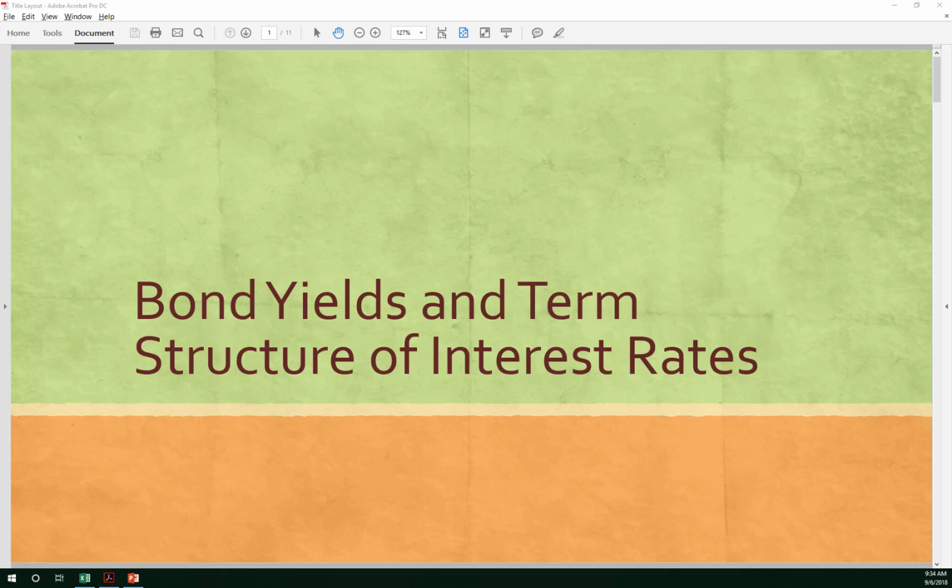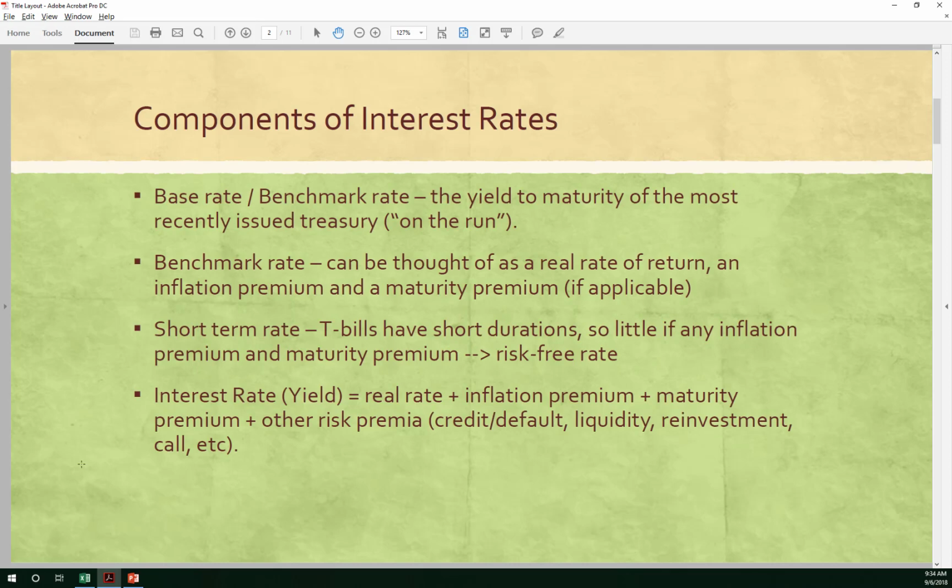Okay, over a couple of videos we're going to take a look at topics related to bond yields and the term structure of interest rates. So let's go ahead and get started here with the first video, and we'll take a look at various components of interest rates. What comprises the interest rate that we observe for a particular security?